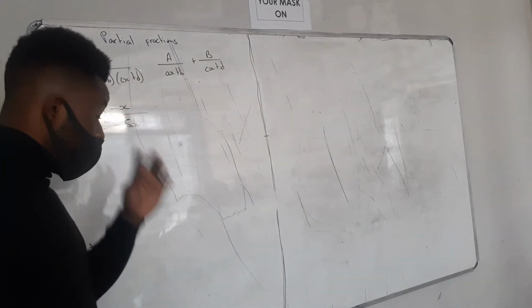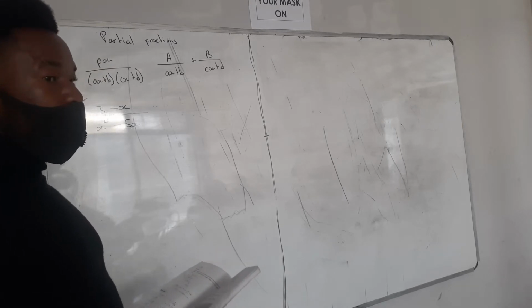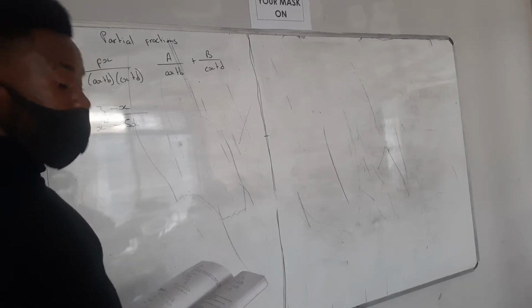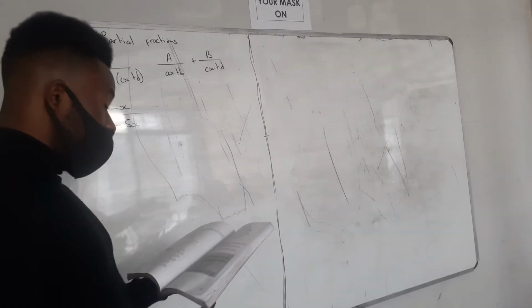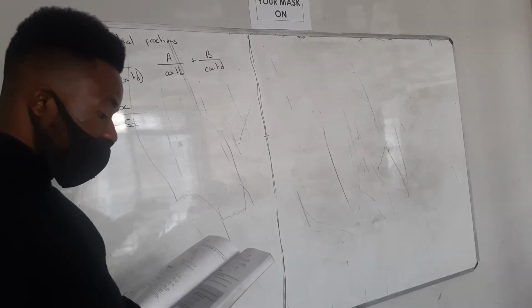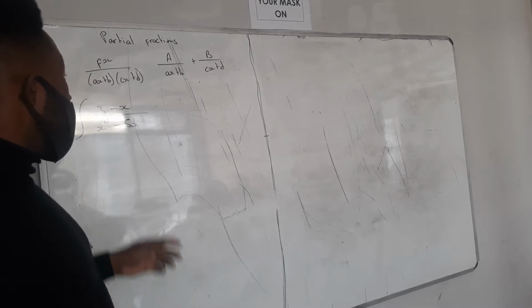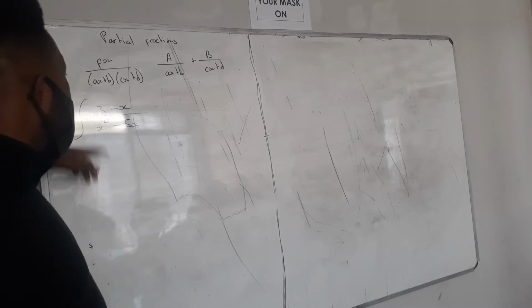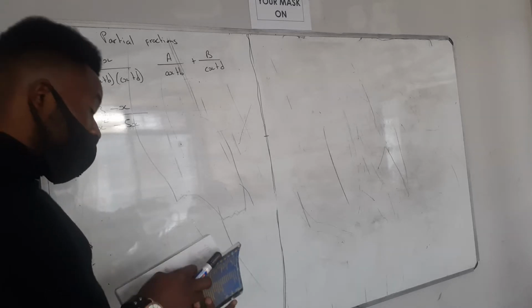Alright, so the first thing you must know is the condition for when you are going to use partial fractions. If you check from the textbook, if we have the same textbook, they say you only use partial fractions when the degree of the numerator is less than that of the denominator. For example, they give you a numerator that is less than the denominator.